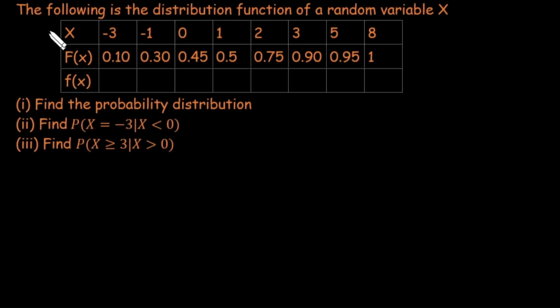The next question is, the following is the distribution function of the random variable x, where x takes these random values and this is the distribution function. Distribution function क्या होता है? That is the CDF, cumulative distribution function. The first case is find the probability distribution. So हमें यहाँ से PDF calculate करना है, that is a probability mass function or we can say probability distribution function.